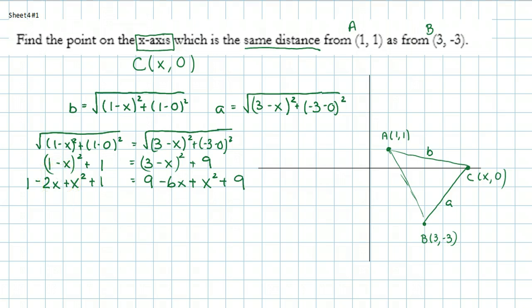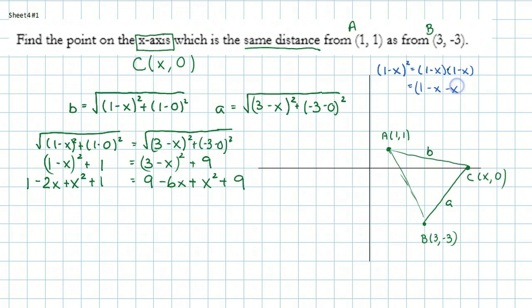Maybe for those of you that are unclear on that, let's just do this up here. (1 minus x) squared is equal to (1 minus x) times (1 minus x). So 1 times 1 is 1. We take everything in the first bracket and multiply by everything in the second bracket. 1 times minus x is minus x.